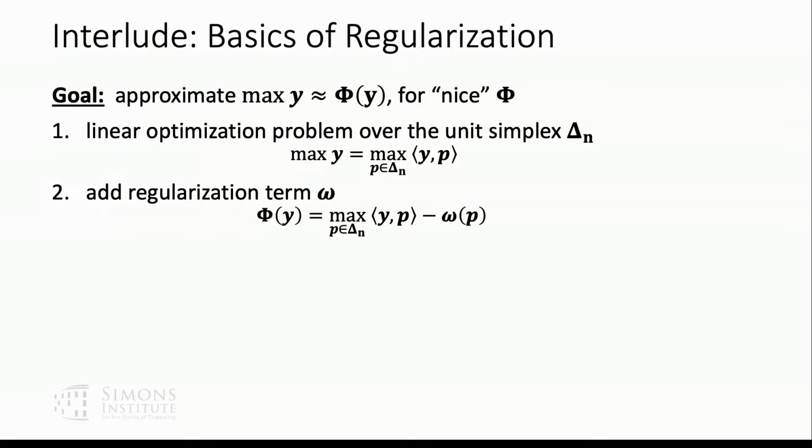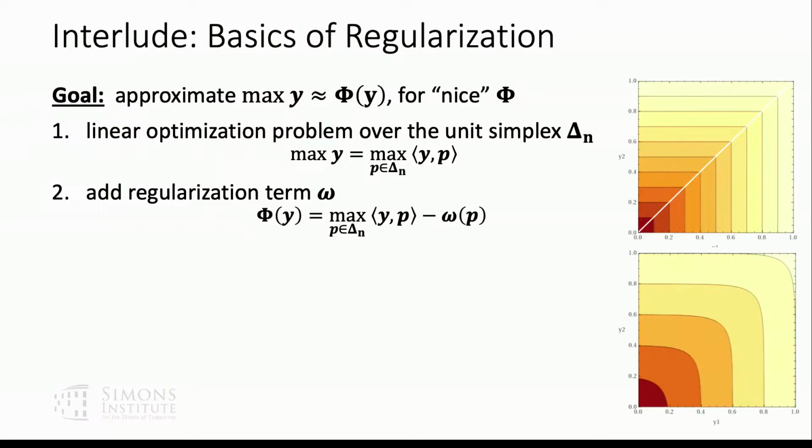Now the effect of this is that it's basically going to round the corners of this function. For example, you can just stare at this plot. This is the maximum function plotted for 2-dimensional vectors. This is the regularized maximum that I obtain if I just throw some nice convex function on top of this.